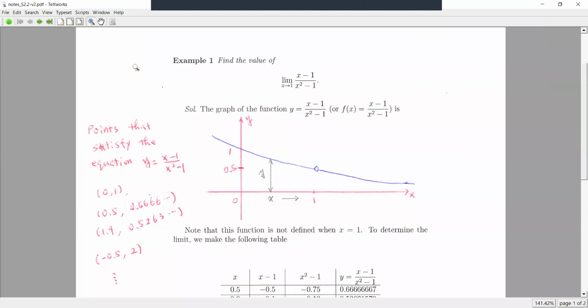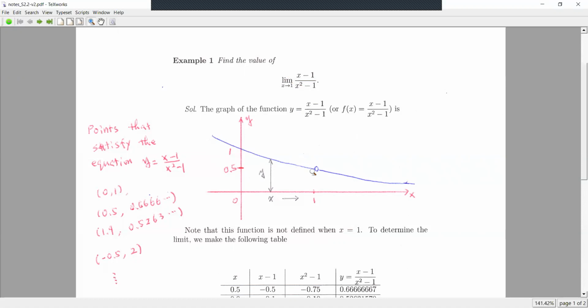Here are some examples about the limit of a function. Example 1, find the value of this limit. In this limit, the function is x minus 1 over x squared minus 1. And in this limit, the independent variable x is approaching 1. When x approaches 1, the function will approach some number. Now the question is, can you tell the number? The number is this limit.